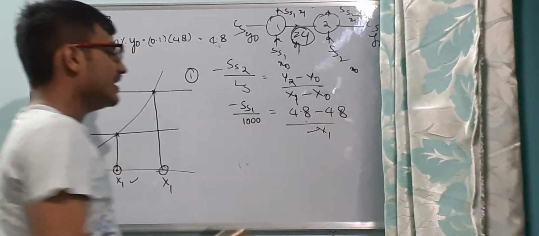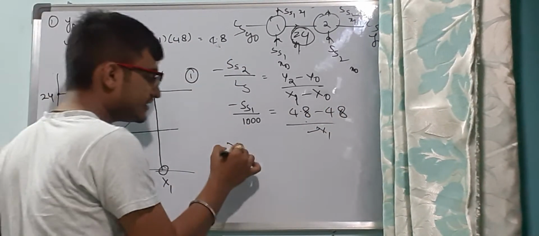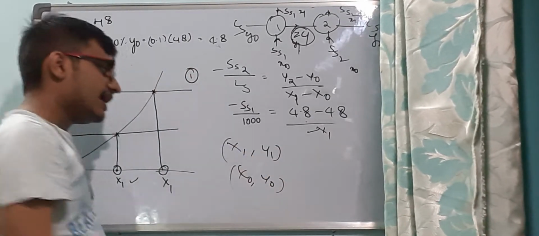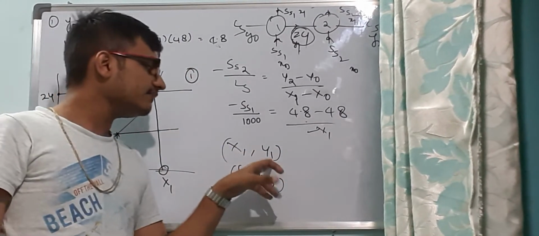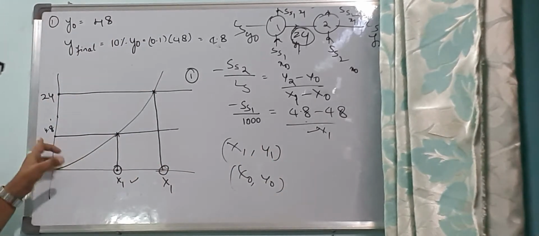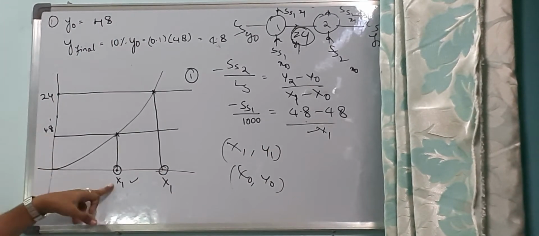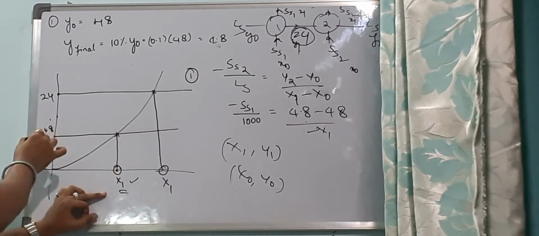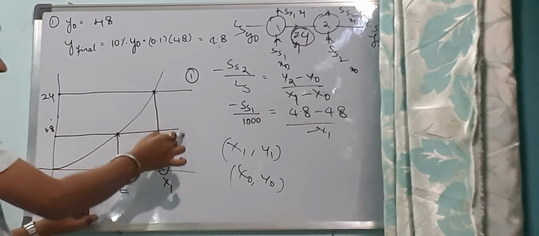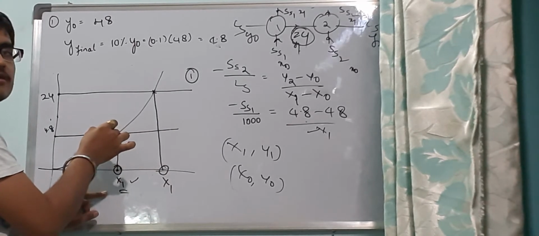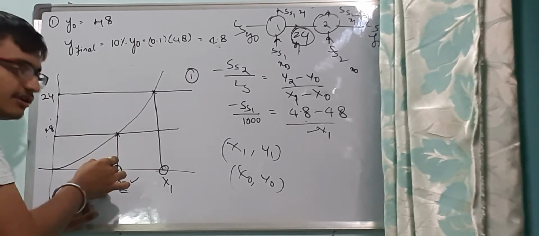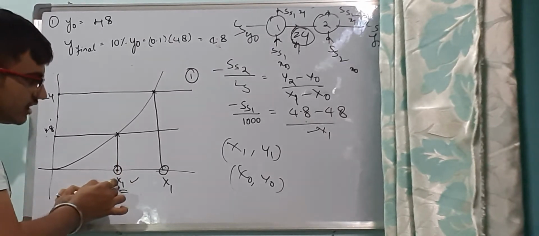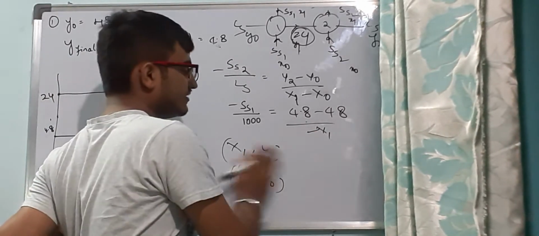This is 1000. The x1 value you don't know. So x1, y1, x0, y0 are the points. At x1 you have to find out at what point? 4.8. You already calculated that. At 4.8, what is the x1 value? You are already getting it from here. You have already done it. So at 4.8 you draw a parallel line to the x-axis. It cuts the equilibrium curve at a certain point. Drop the line onto the x-axis. It cuts the x-axis at a certain point. That is your x1 value.